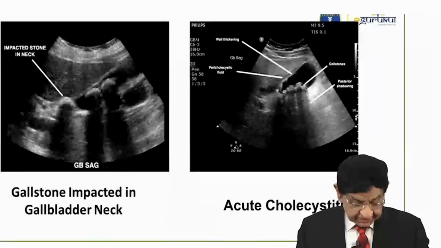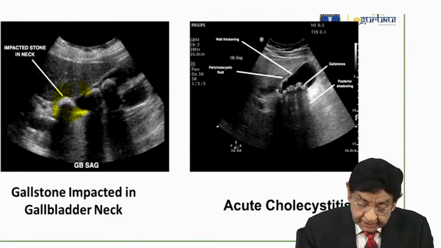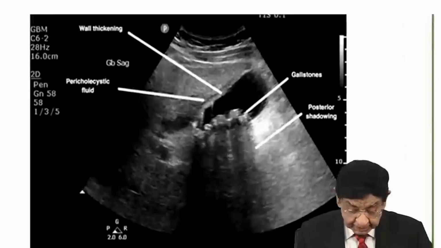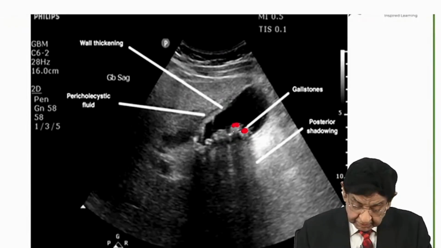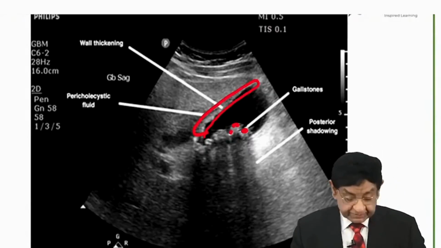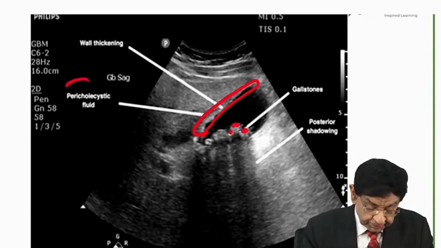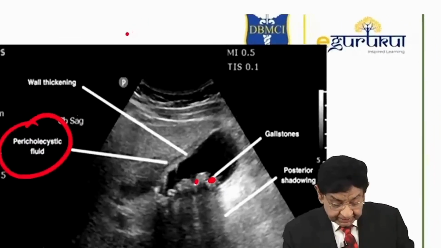So now you can see there is a gallbladder stone impacted in the neck, and you can see acute cholecystitis. You can see gallstones. You can see the thickened wall of the gallbladder, which indicates cholecystitis, and there is a little bit of fluid also, pericholecystic fluid, which you can see. Now you can see this black fluid is there.